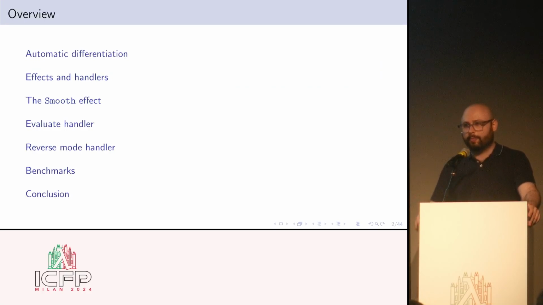First, I'm going to talk a little bit about automatic differentiation and effects and handlers. Then I'm going to introduce the main effect that I'm going to use to implement automatic differentiation and the two handlers used, specifically evaluation into normal floating point numbers and reverse mode for actually doing some automatic differentiation. Then I'm going to talk about some micro and macro benchmarks, and finally conclude.